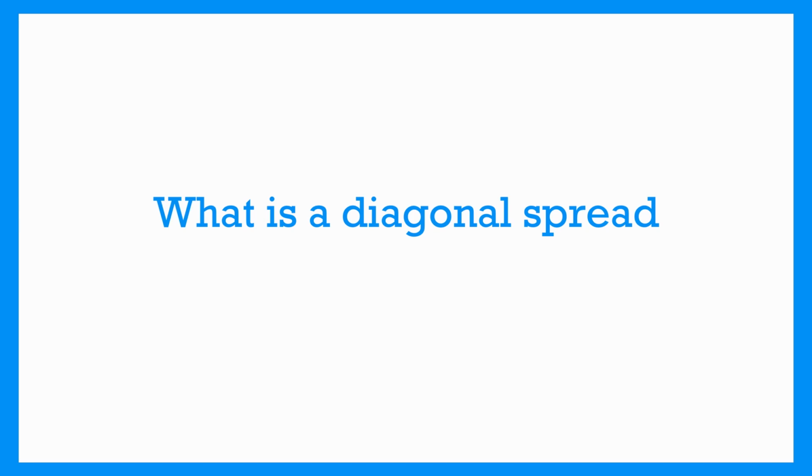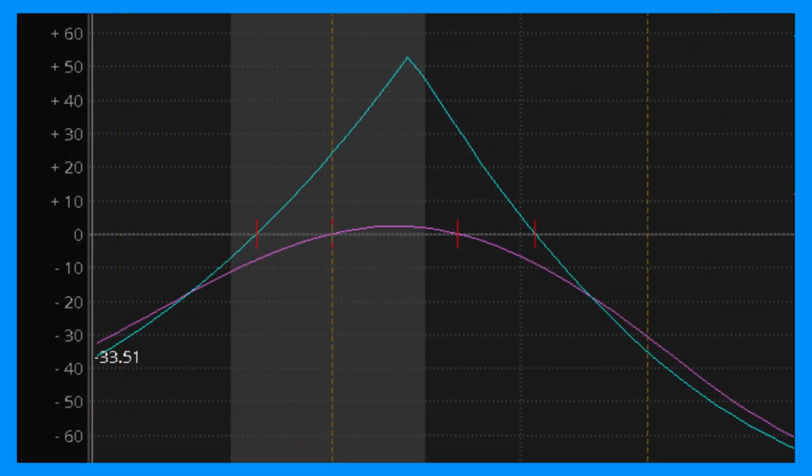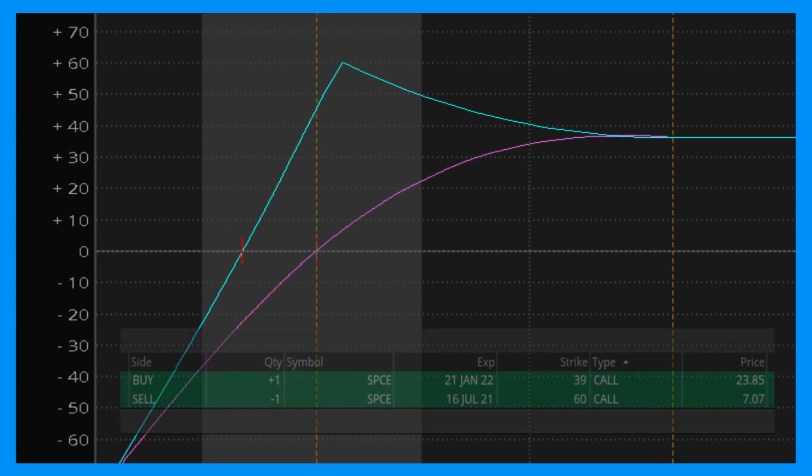So what is a diagonal spread? To put it in simple terms, a diagonal spread is a combination of a vertical spread and a calendar spread. A diagonal spread involves selling a short expiry options contract and buying a long expiry options contract simultaneously with different strike prices. The strike price of the short expiry option and the strike price of the long expiry option are usually out of the money and in the money respectively.